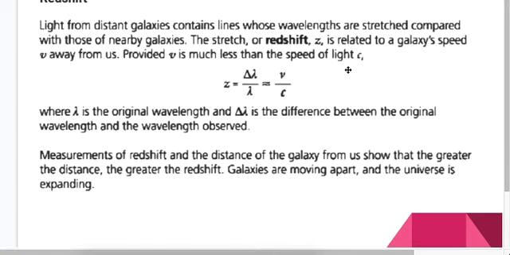Now, the formula for the redshift z is that it is equal to the difference between the observed wavelength and the original wavelength, divided by the original, and that is equal to the velocity of the galaxy divided by the speed of light.